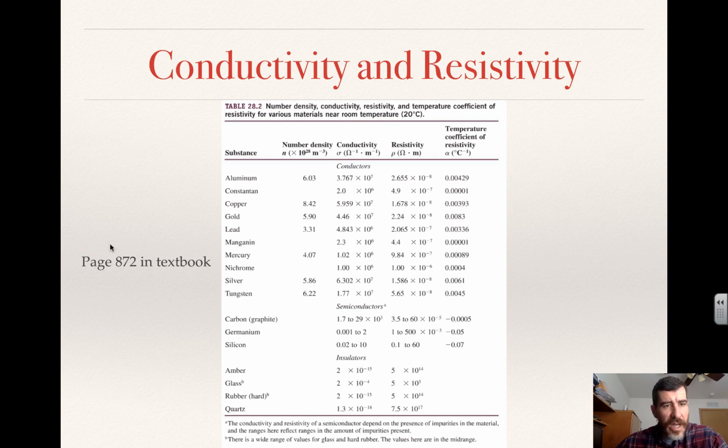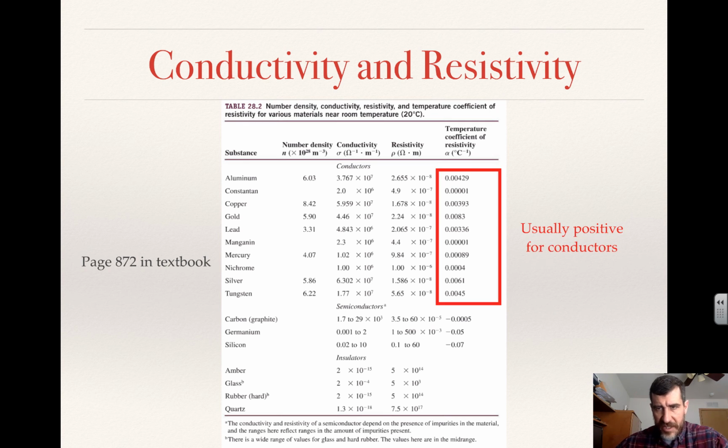So in your textbook, page 872, they have some data for different materials here. They have this number density little n, the conductivity, the resistivity, again, remember they're really the same thing, right? They're just reciprocals. And it also has this temperature coefficient of resistivity alpha. One of the interesting things to notice is that these values of alpha tend to be pretty small. So unless you have a really huge change in temperature, you usually probably won't notice this.